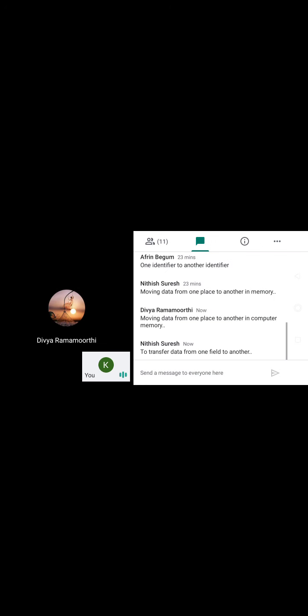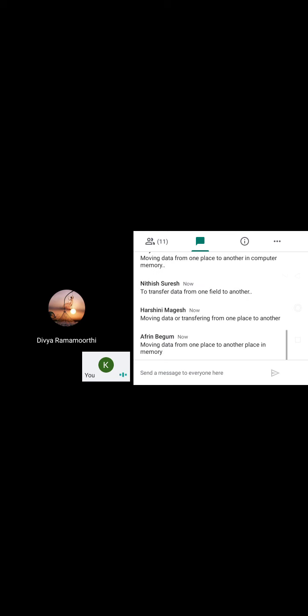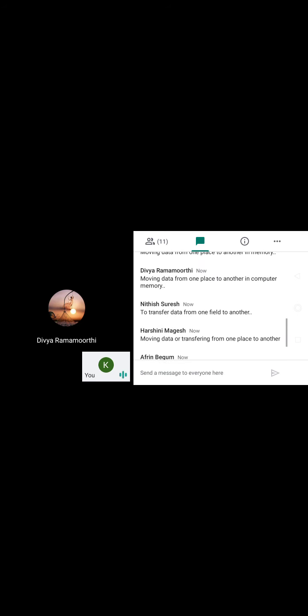So Divya has answered it correctly: moving data from one place to another in computer memory. It is the same question I asked earlier. At the beginning of the session, I asked what is the purpose of data movement verb. Now it is the same question with just a twist: instead of purpose, I have used use. There is no difference. So many of you are answering very well.